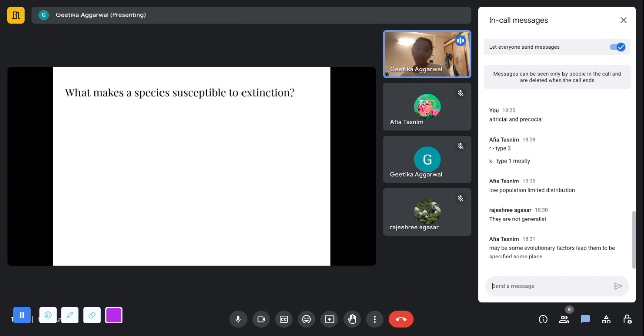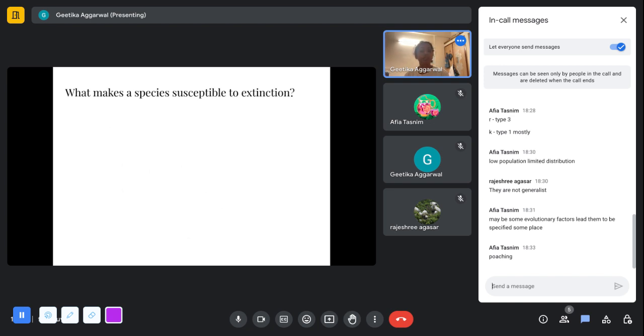So, as I said, a rare species is obviously susceptible to extinction, but what else do you think makes a species susceptible to extinction? What are the factors? So much of the answer, I think, was given away in the last slide, because if a species is rare, it's obviously going to be susceptible to extinction. But what else affects the susceptibility of a species to getting extinct?